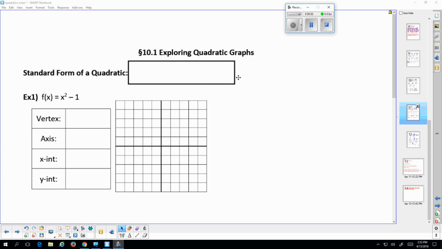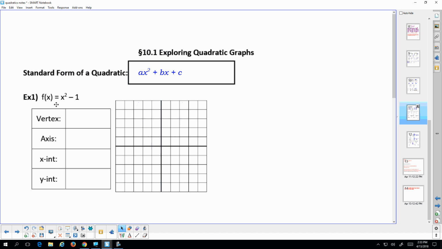All right, more exploration of quadratic graphs. So we talked about the intercepts. We talked a little bit about the vertex. Just a reminder, standard form is ax squared plus bx plus c. Now we're going to talk about some of these things. We're going to kind of combine everything.